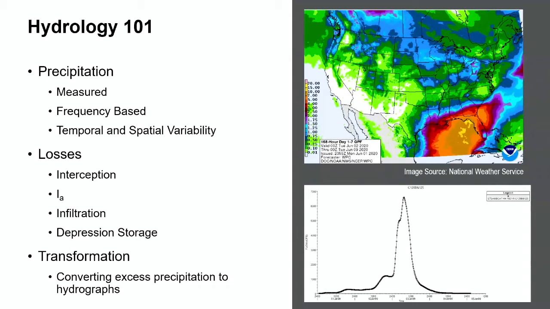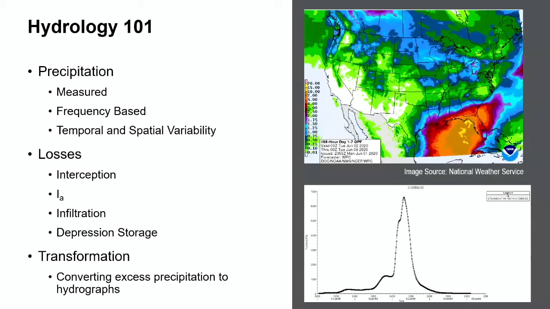You've got precipitation as an input. It's either measured or it can be frequency-based, like the NOAA 14 data. And there's also a lot of temporal and spatial variability. So once the precipitation hits the ground or hits the trees or hits the buildings, you have a series of processes which can affect how much of that rainfall turns into runoff.